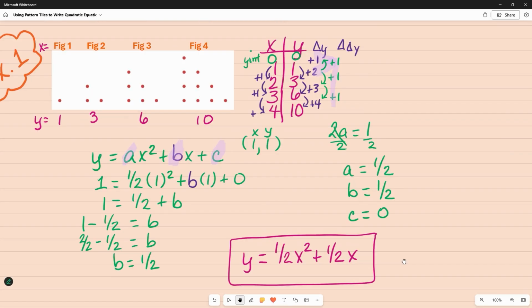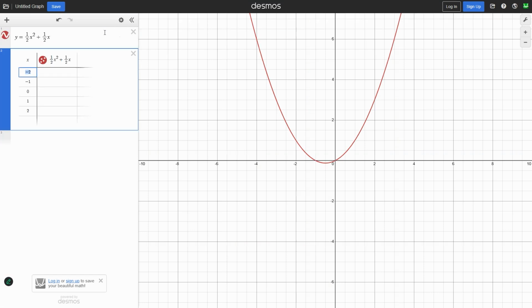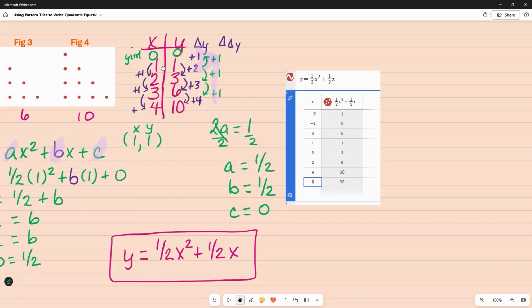So now what I'm going to do is test it in Desmos to see if I have the correct equation. So over here, this is the equation that I came up with. So I'm going to go to my table, and I'm going to see if I have the same values that I started off with this pattern. My table matches. So 1 is 1, 2 is 3, and then 3 is 6, 4 is 10, and you could keep going if you needed to.